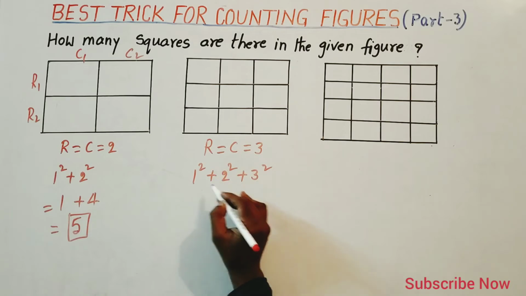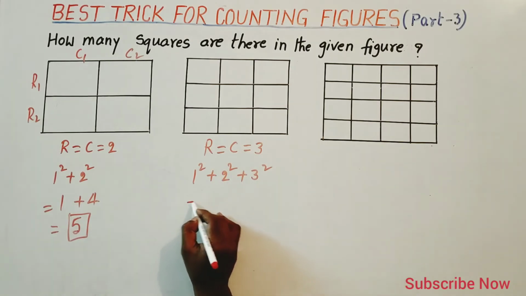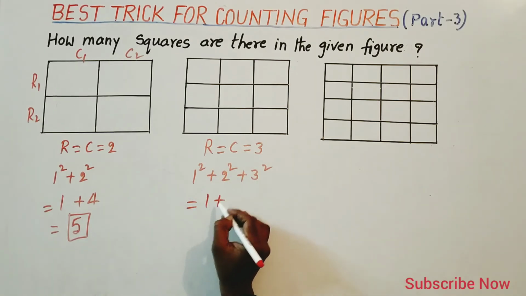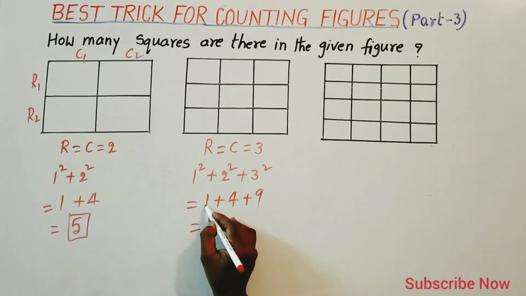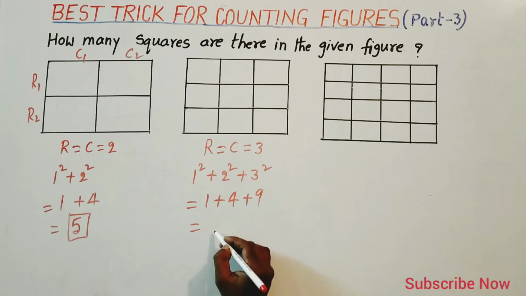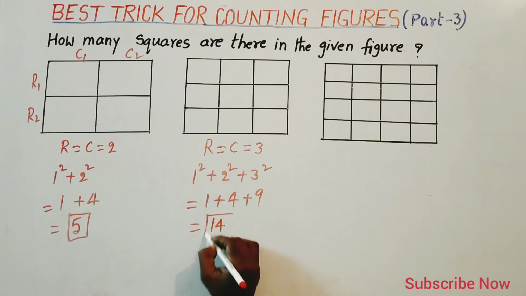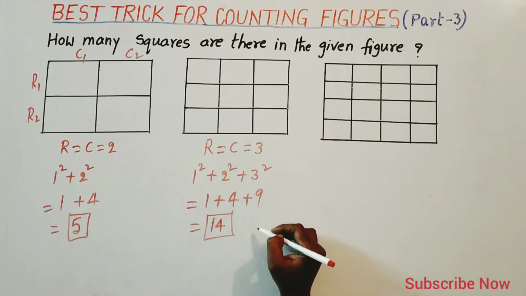Therefore write 1 square plus 2 square plus 3 square. Therefore 1 square is 1, plus 2 square 4, plus 3 square 9. That is equal to 1 plus 4, 5. 5 plus 9, 14. So totally there are 14 squares in this diagram.